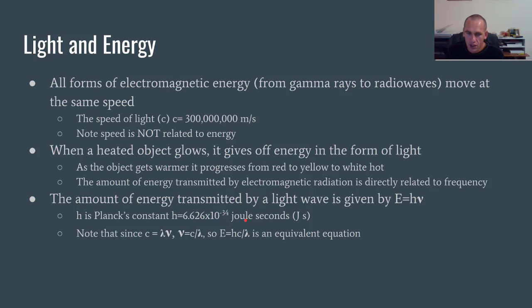Remember, joule is a measure of energy. When we take joule seconds times per seconds, we do end in joules. And since the speed of light is constant, we can replace frequency with c over lambda, which is wavelength, and so we can also say that E, energy, is equal to Planck's constant times c divided by lambda. Same equation, we just replaced the frequency with c over lambda.